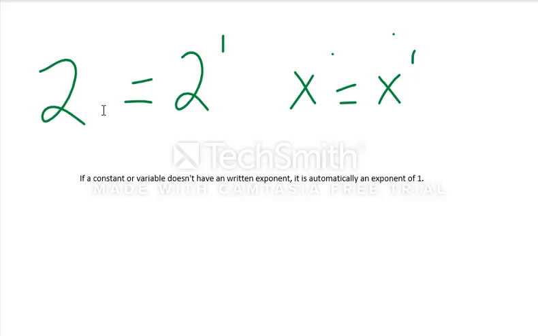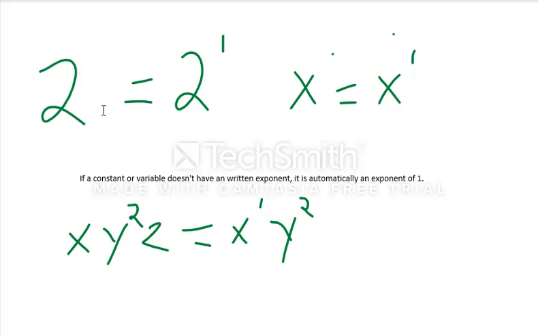Another example, we have x times y squared times z. That's the same as x to the first power, y to the second power, or y squared, times z to the first power. If there's no exponent written on those numbers, they automatically have an exponent of 1.